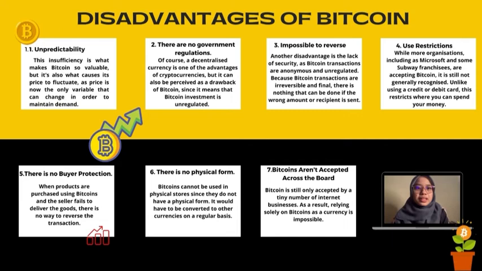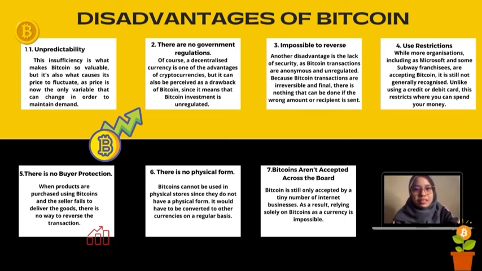Number 1, unpredictability. This uncertainty is what makes Bitcoin so valuable, but it is also what causes its price to fluctuate, as price is now the only variable that can change in order to maintain demand. Number 2, there is no government regulation. Of course, a decentralized currency is one of the advantages of cryptocurrencies, but it can also be perceived as a drawback of Bitcoin. Number 3, impossible to reverse. Another disadvantage is the lack of security, as Bitcoin transactions are anonymous and unregulated.